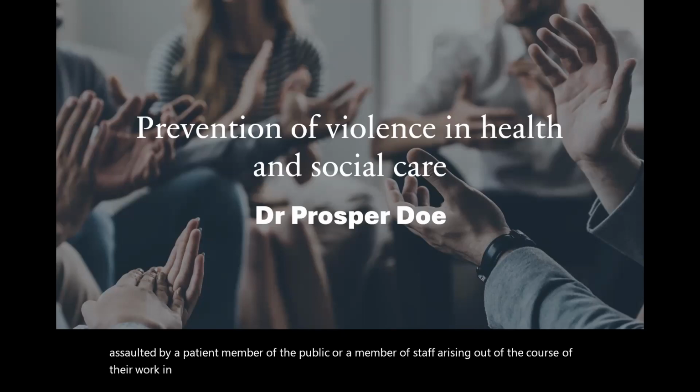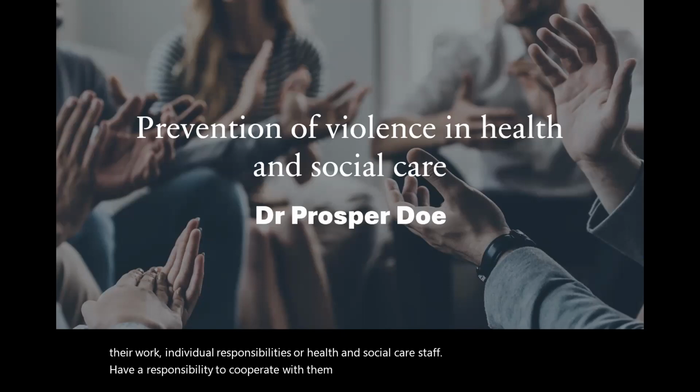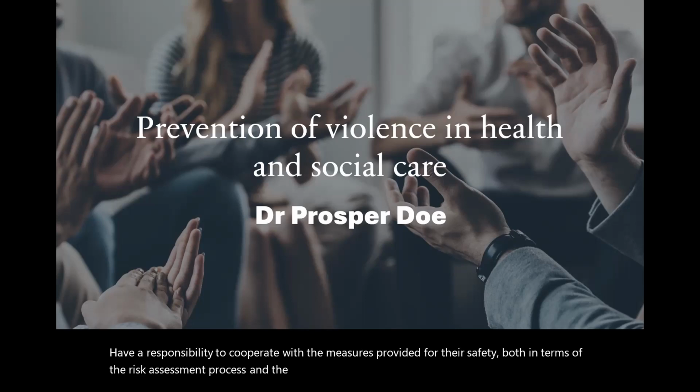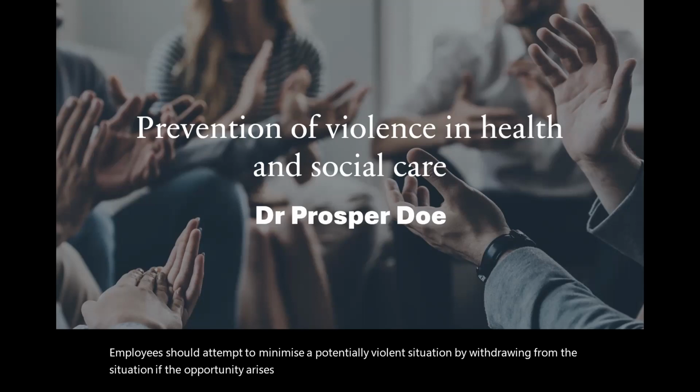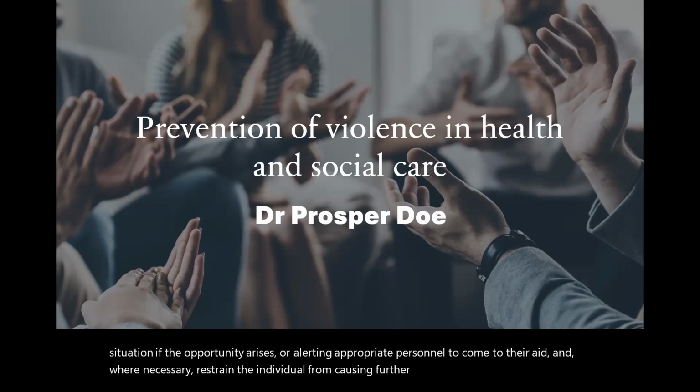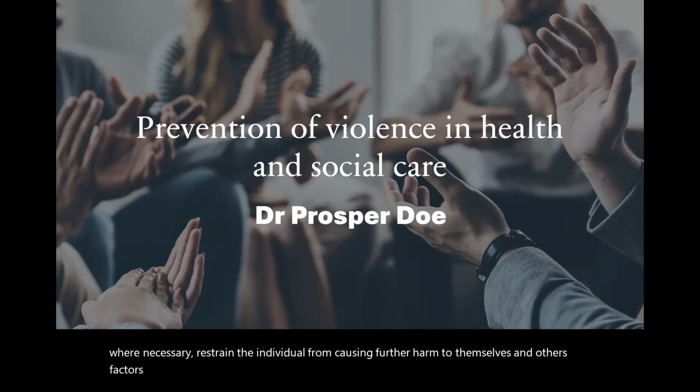Individual responsibilities. All health and social care staff have a responsibility to cooperate with the measures provided for their safety, both in terms of the risk assessment process and the development and implementation of control arrangements. Employees should attempt to minimize a potentially violent situation by withdrawing from the situation if the opportunity arises or alerting appropriate personnel to come to their aid and, where necessary, restrain the individual from causing further harm to themselves and others.